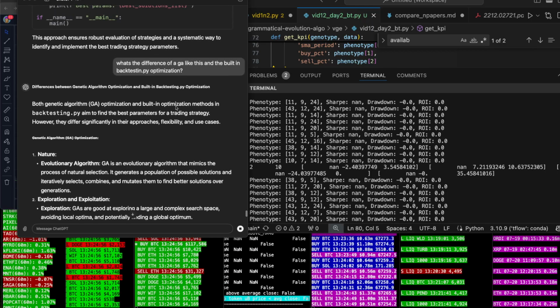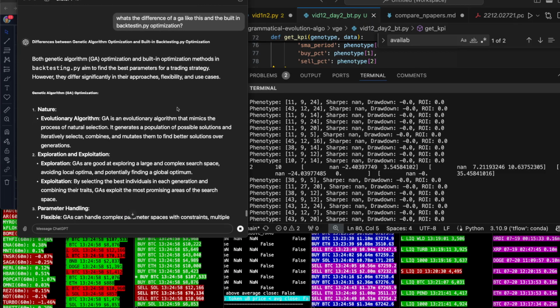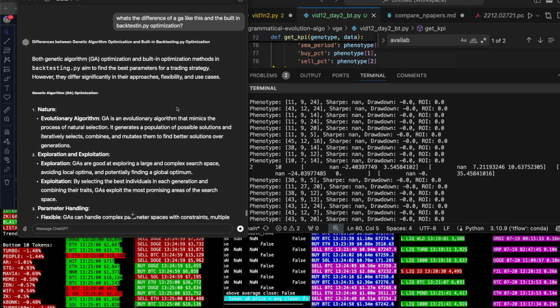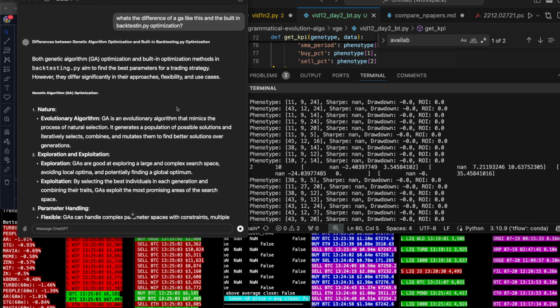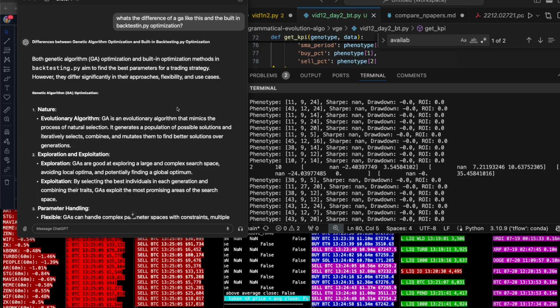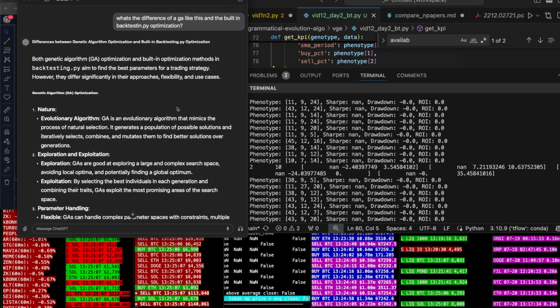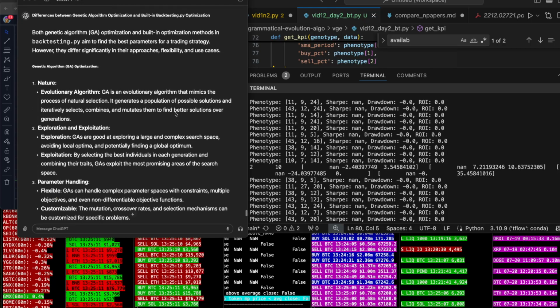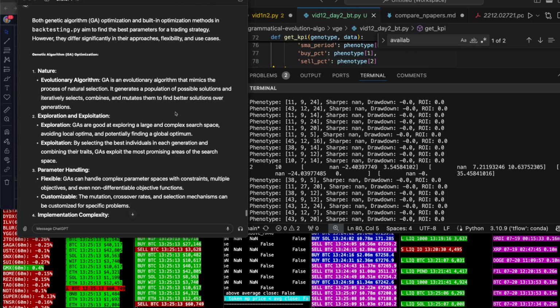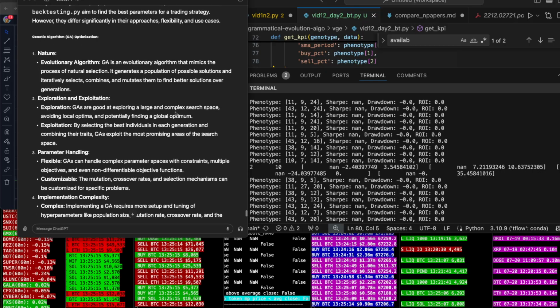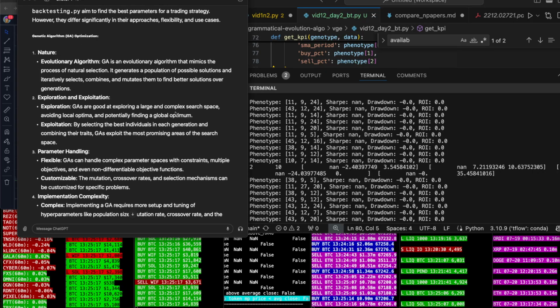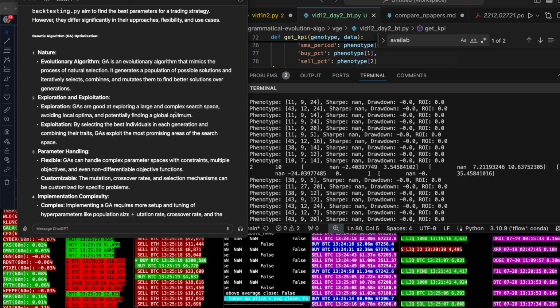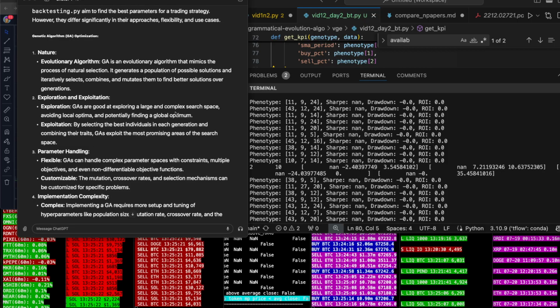So the difference here is two things. First, both the genetic algorithm optimization and the built-in optimization methods in backtesting.py aim to find the best parameters for a trading strategy. However, they differ significantly in their approaches, flexibility, and use cases. The nature: GA is an evolutionary algorithm that mimics the process of natural selection.